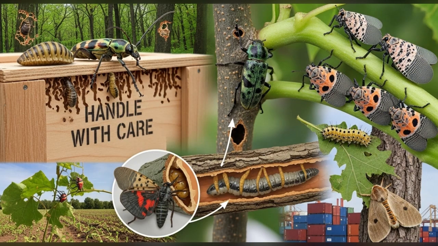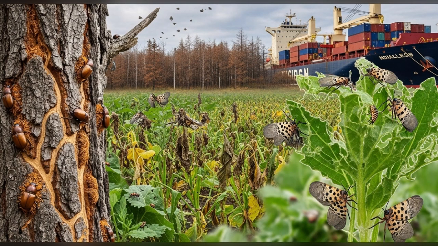The ALB tunnels into hardwood trees such as maple, birch and elm, disrupting their ability to transport water and nutrients, which eventually leads to their death. These beetles can kill trees in 10 to 15 years. And once established, they are very difficult to eradicate.